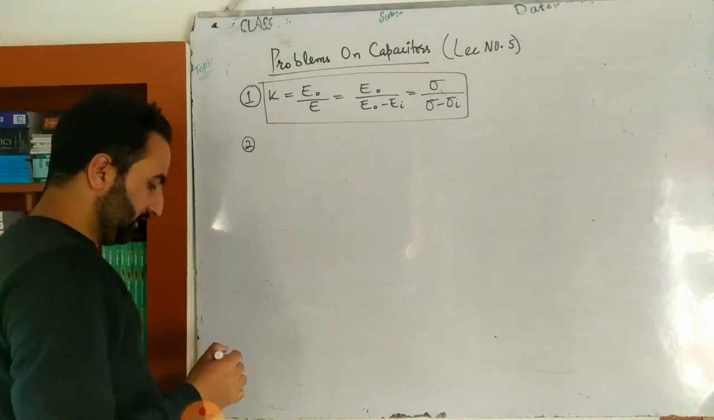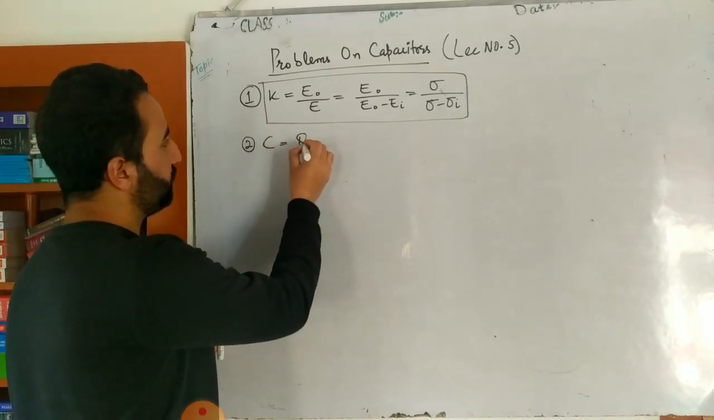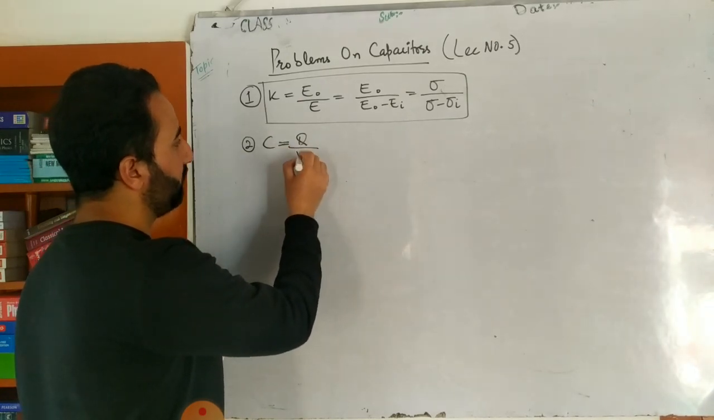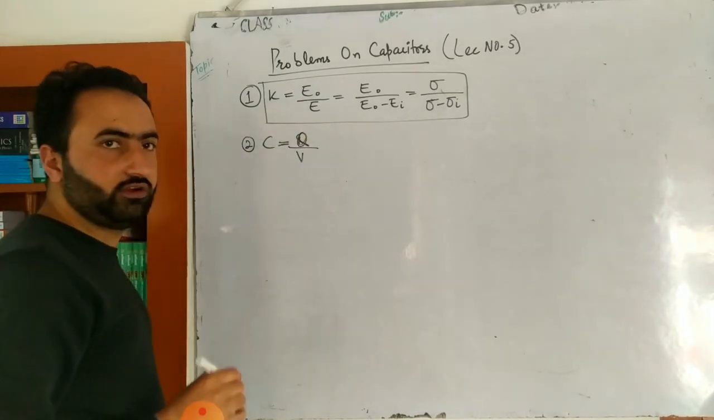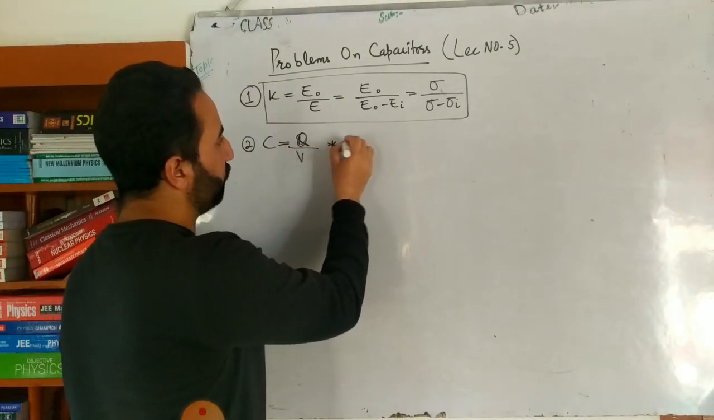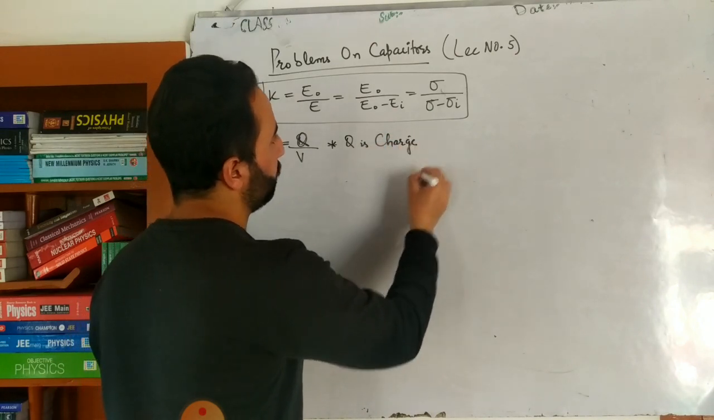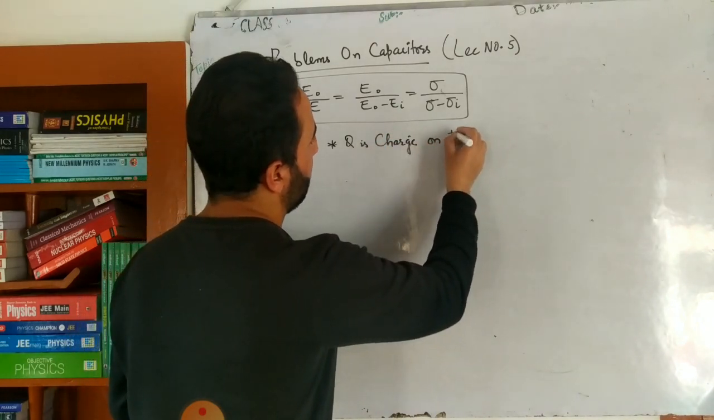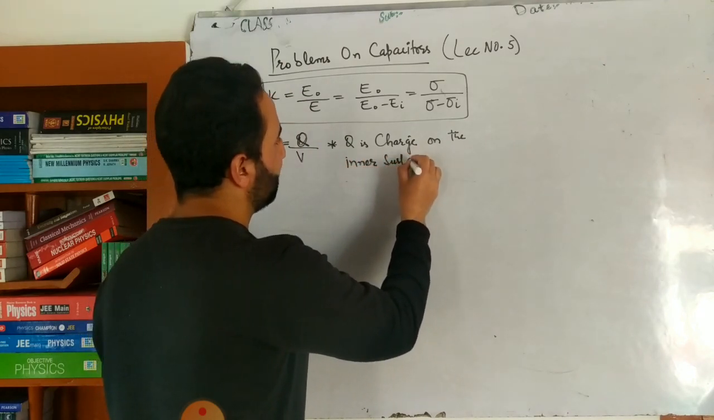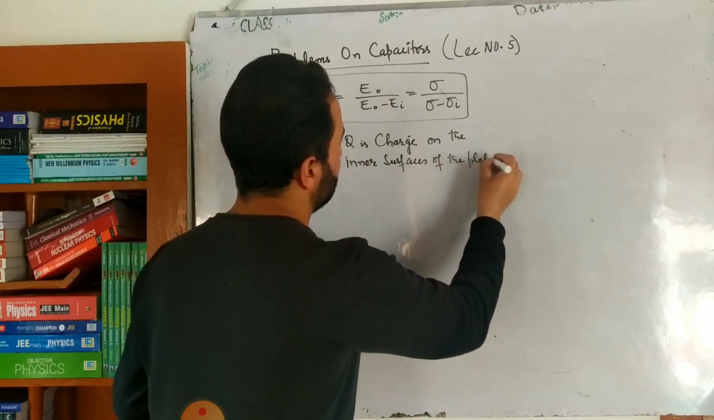Equation number two is the definition of the capacitance. How do we define the capacitance? It is defined as the ratio of charge to potential, Q divided by V. But write down an important point here: this Q is the charge on the inner surfaces of the plates, on the inner surface of the plate.